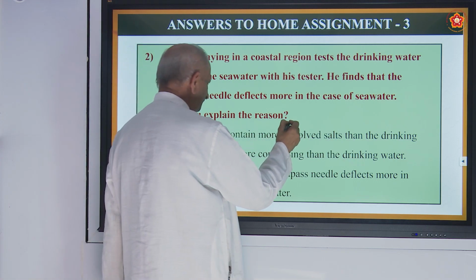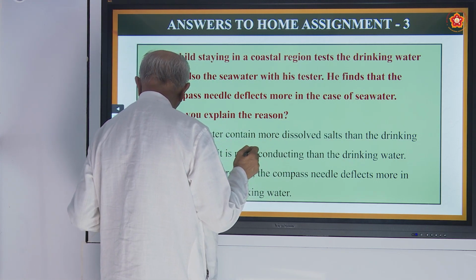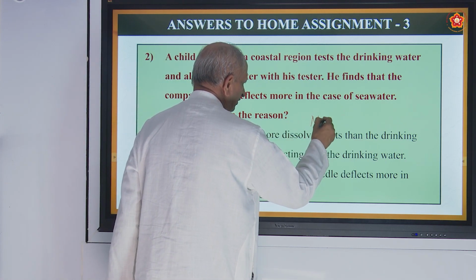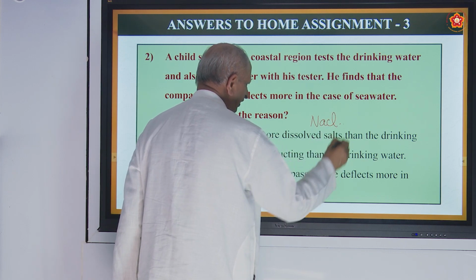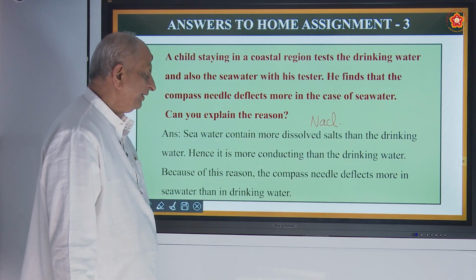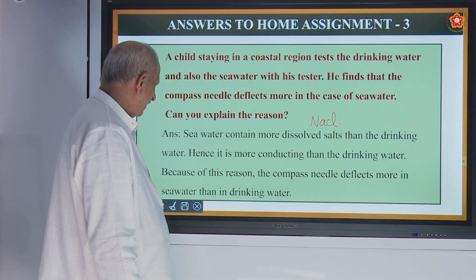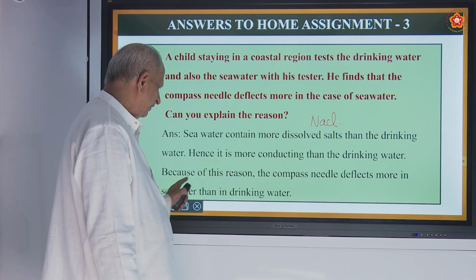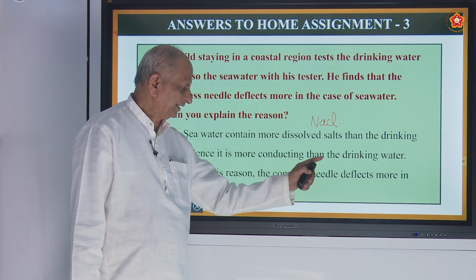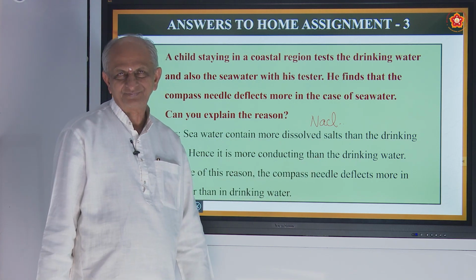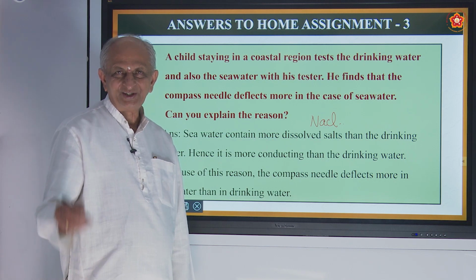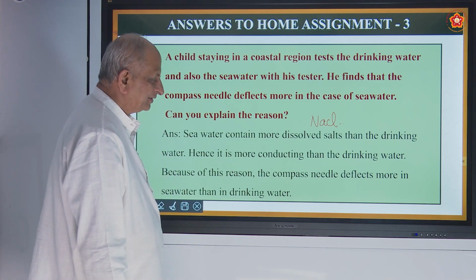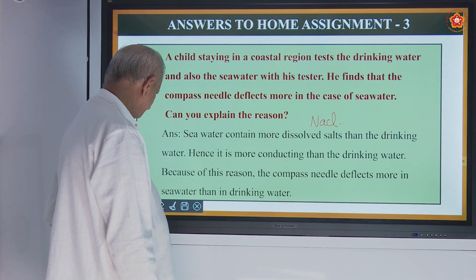What is dissolved salt? Dissolved salts may be sodium chloride, mainly sodium chloride, and there will be potassium chloride, etc. So that will be dissolved in water, and hence it is more conducting than the drinking water. Because of this reason, the compass needle deflects more in the sea water, because sodium chloride solution is a good electrolyte. That means it allows the flow of current easily.